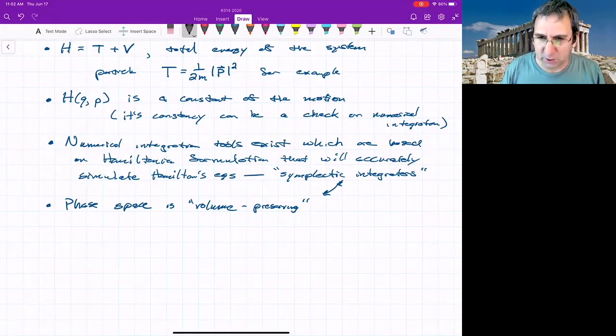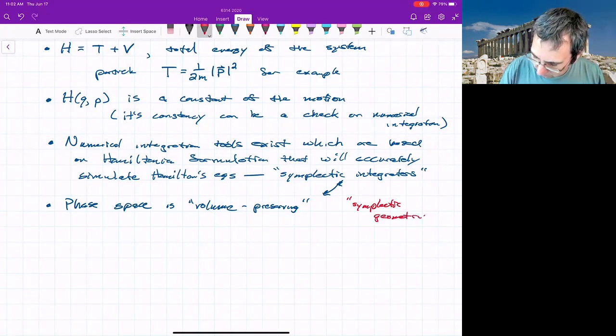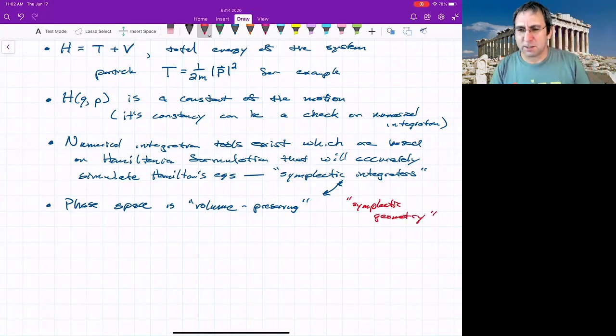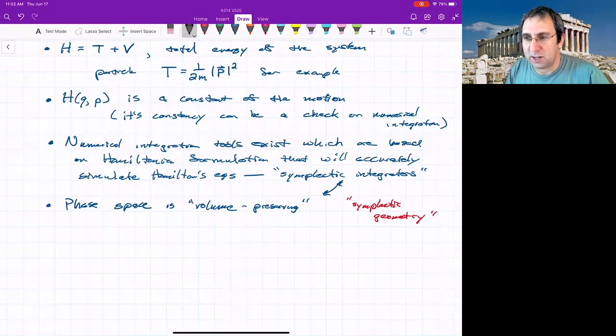Let me give you a flavor of what this volume preserving stuff is. It's also sometimes called symplectic geometry. I forget what symplectic means, but I think it has something to do with imaginary numbers. There's a weird connection between Hamiltonian systems and imaginary numbers that we'll just have to talk about at a later date.